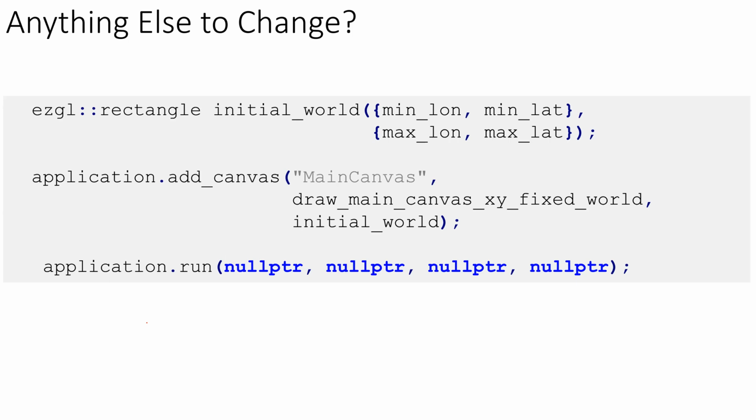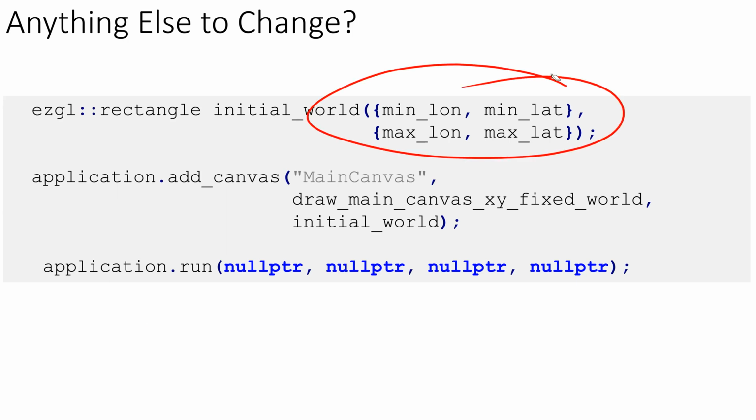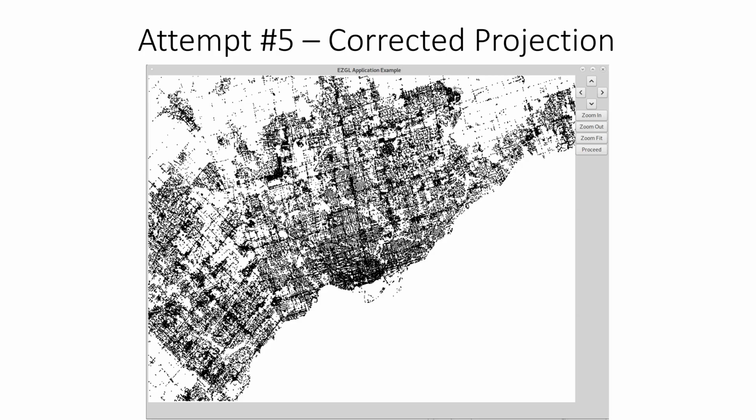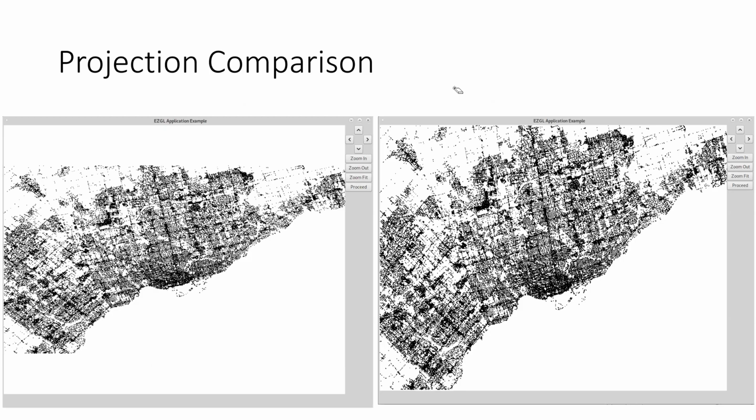Yeah, this is a common problem, mistakes that students and I make. If you change how you draw things, you gotta change your coordinate system. So this coordinate system is no longer reasonable for the way I'm drawing, but I have these nice helper functions. So I can convert my minimum latitude and longitude, etc., to X and Y. That's the coordinate system I want to draw it in. Once I do that, I get a corrected projection. And when you see them side by side, you can see the difference. So that actually does look more like Toronto than this distorted view.